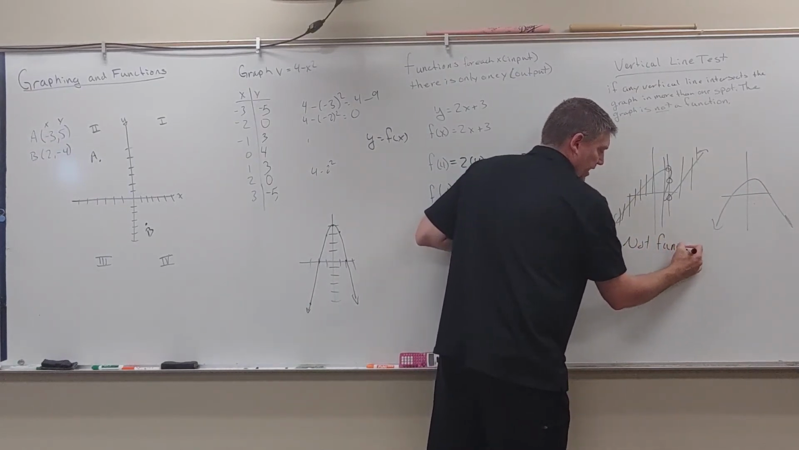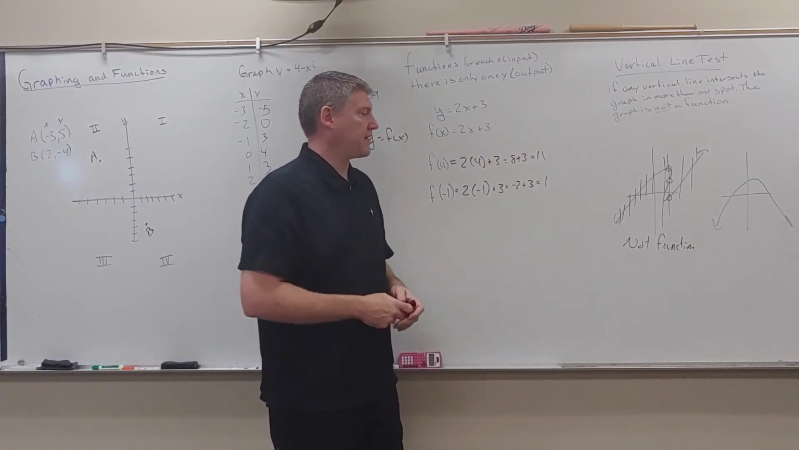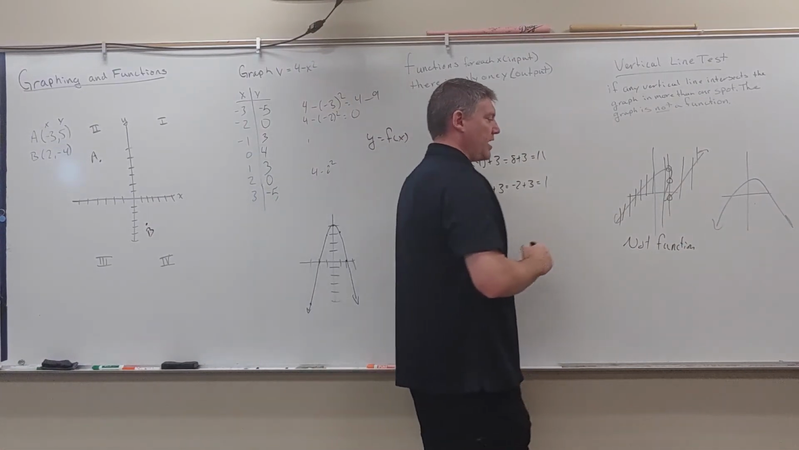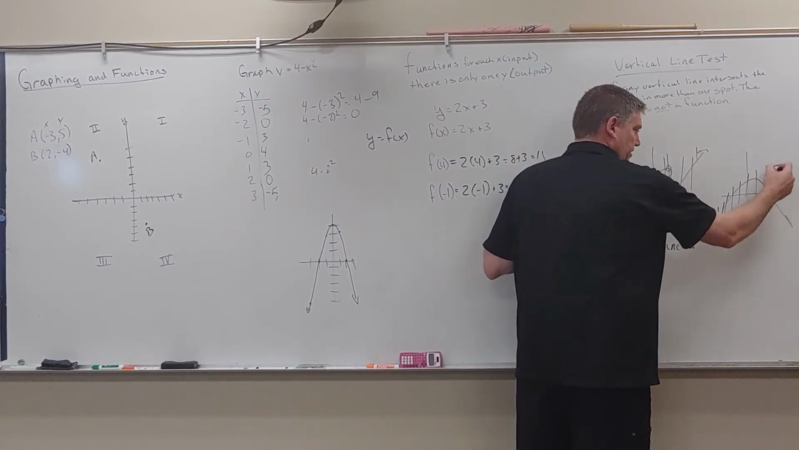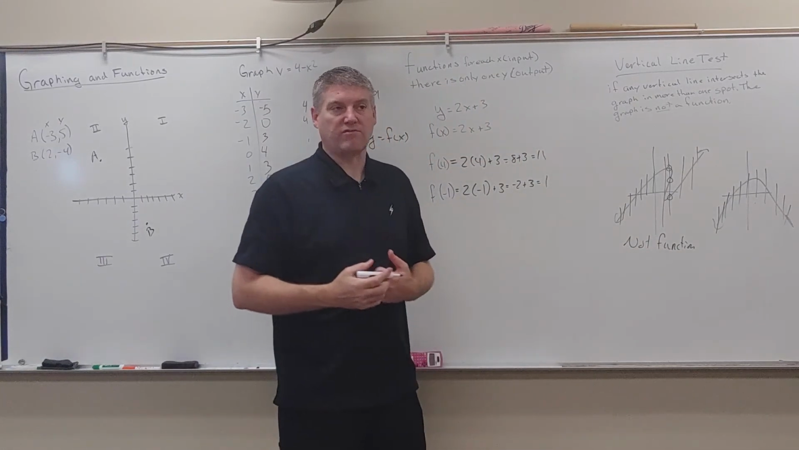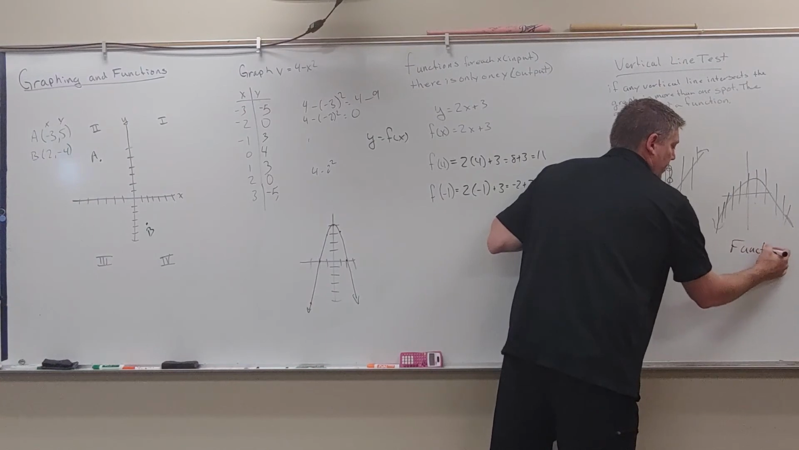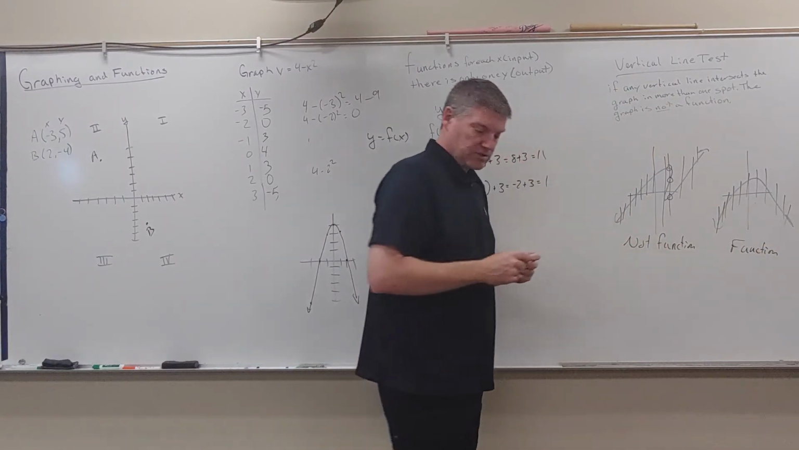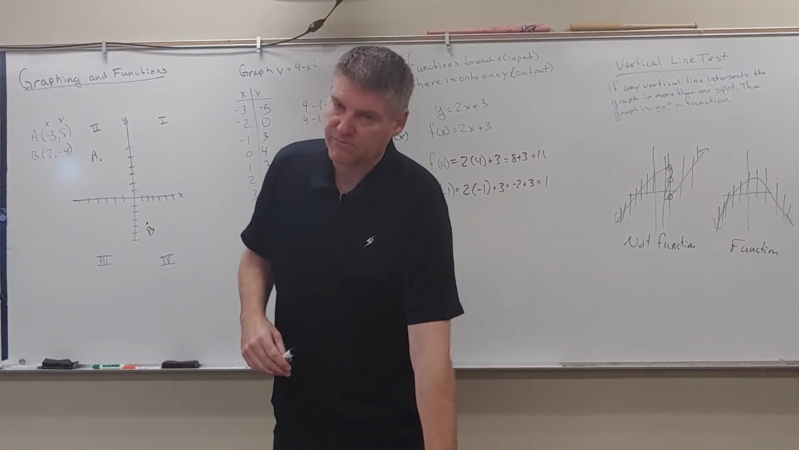So that vertical line test is a visual representation to show if a graph is a function or not. And so then my last one here is I put all these vertical lines in here. Do any of those vertical lines intersect that graph more than once? The answer is no. So this is a function. Okay, so that's a review on graphing and functions with function notation.